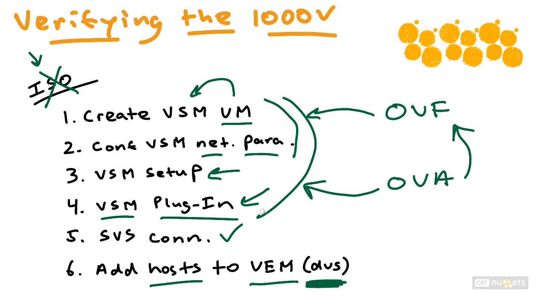So all you would need to do if you use the preferred method of starting from one of these Open Virtualization Appliance files is you would be guided through the creation of the VM for the Virtual Supervisor module, the setup of all that Virtual Supervisor module stuff, and its integration into vCenter. All you'd have to do is set up your service connection and then go ahead and start adding the hosts to your virtual Ethernet module.